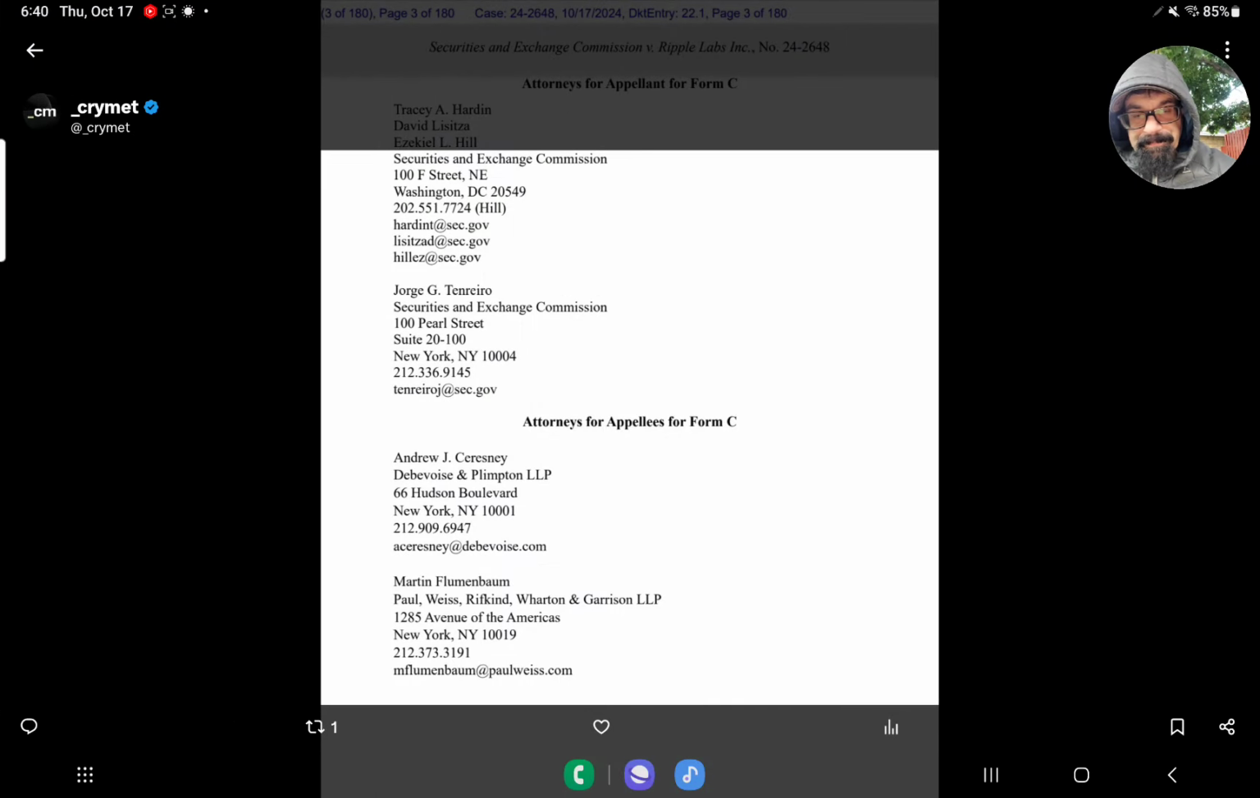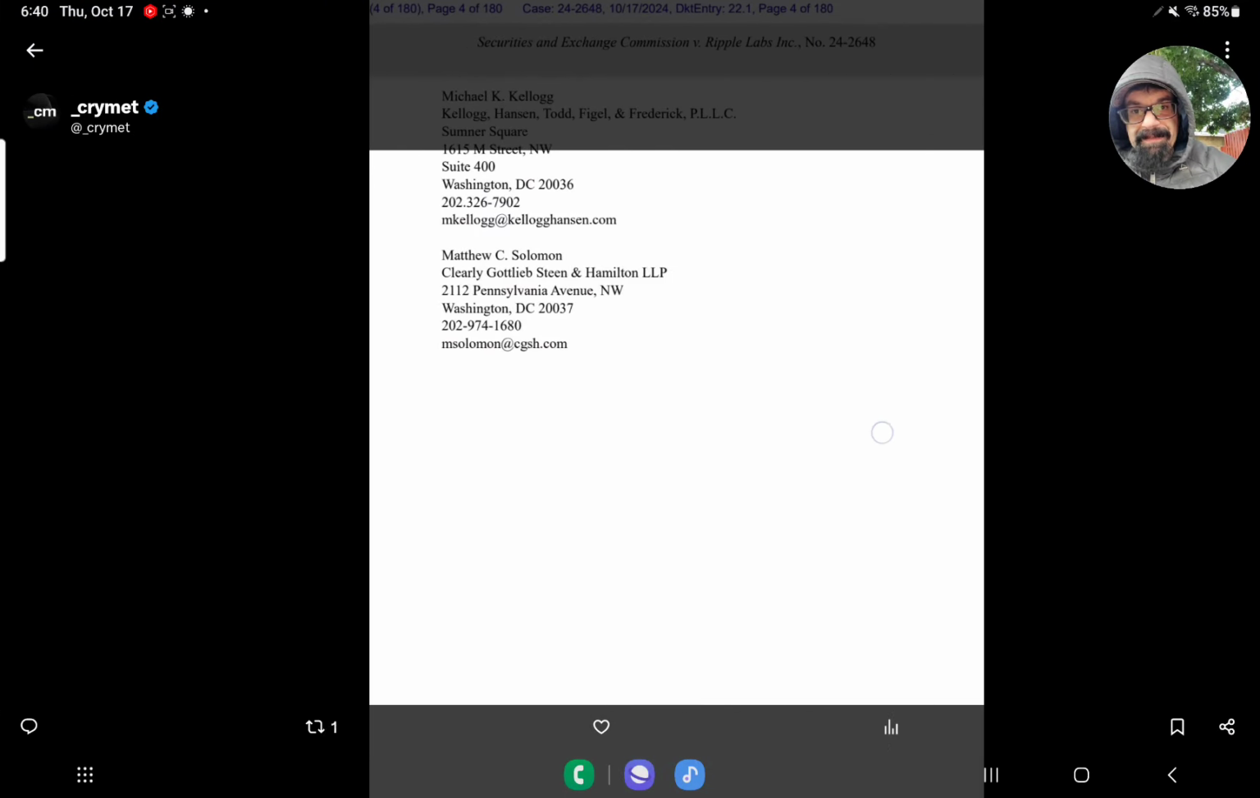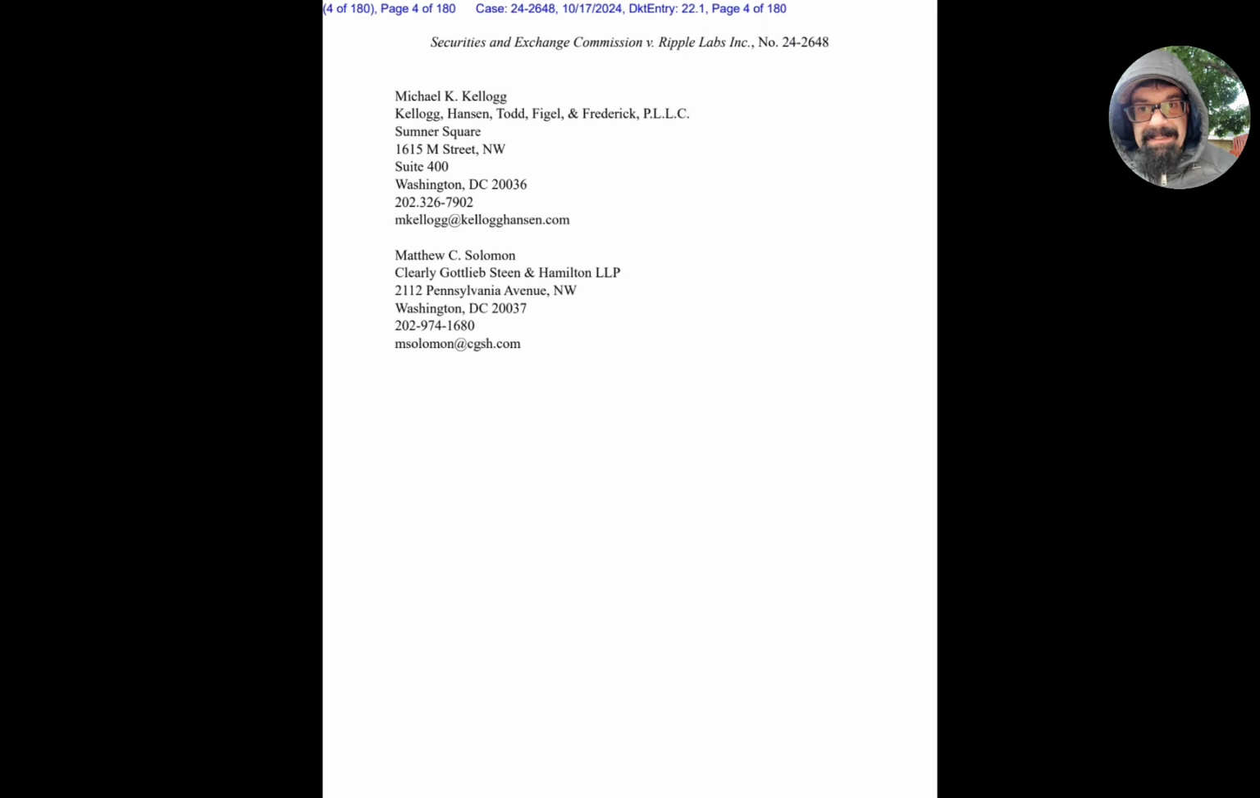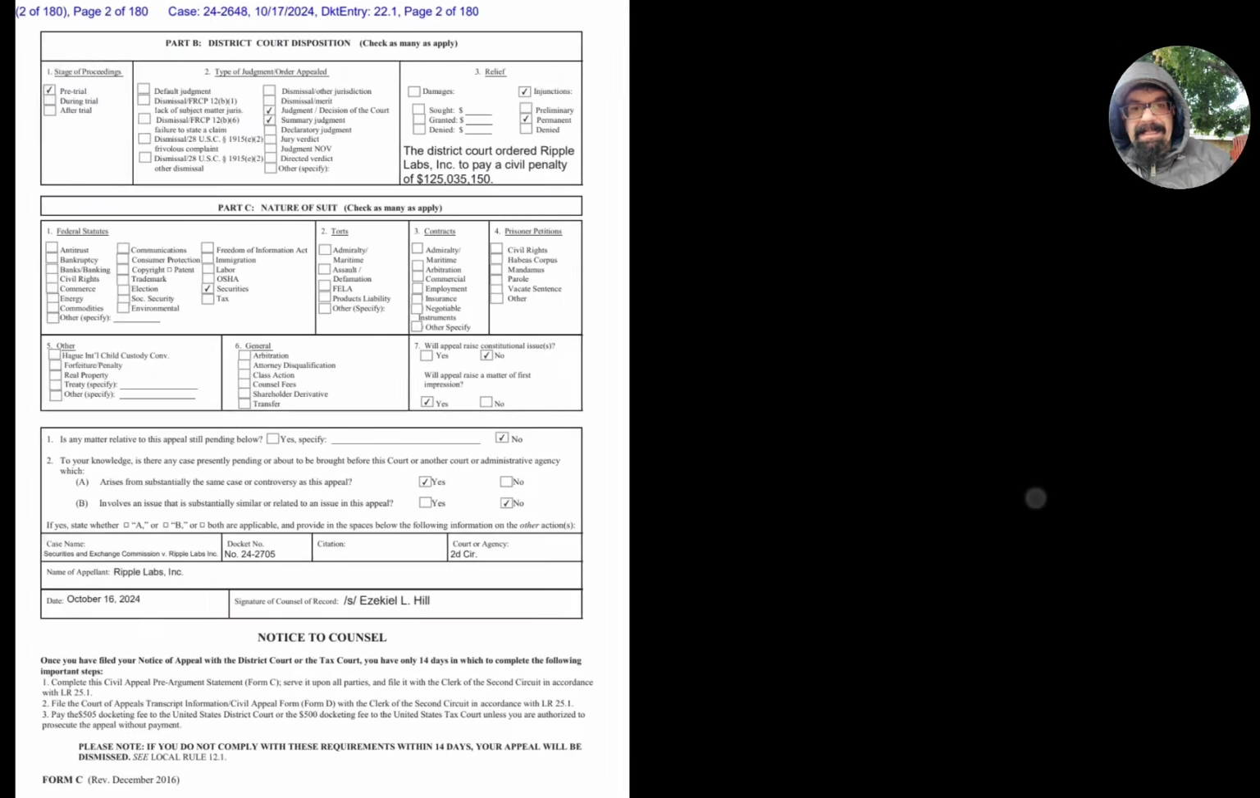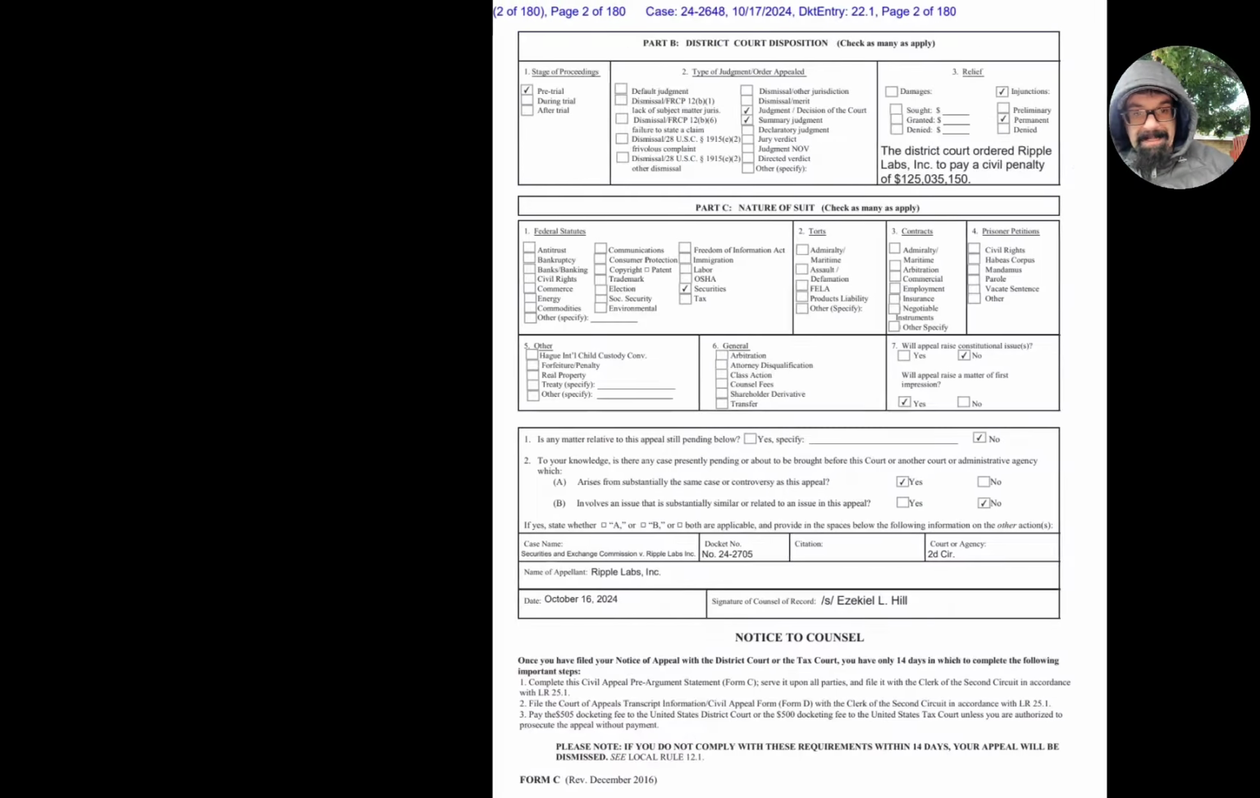And then the last page where we can see anything just says attorneys for appellant for Form C, Tracy A. Harden, and you guys can read through this. That's for the Securities and Exchange Commission. More for the Securities and Exchange Commission. Then you've got attorneys for appellees for Form C, most of whom we already know. So that's who's representing, and then a little more representing. So it's going to be a toe-to-toe thing. It has 180 pages, but these are the important pages that we're seeing.